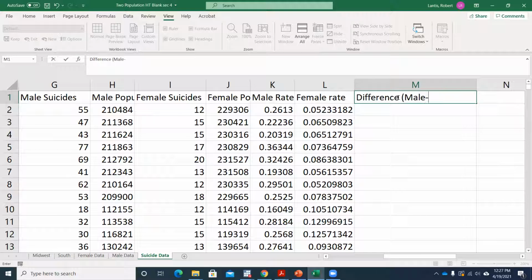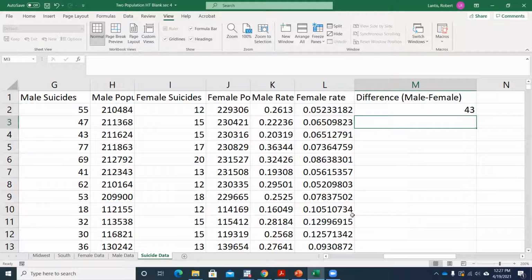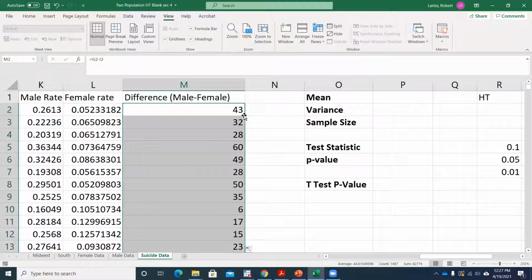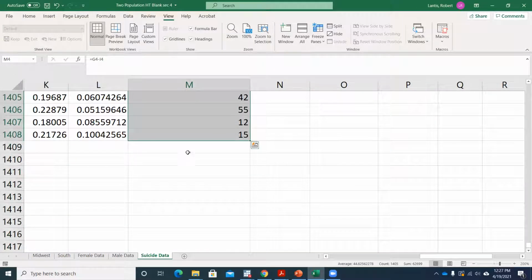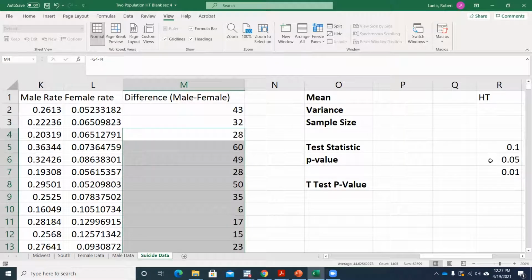I think I had this set up as male minus female. So all I'm going to do is go over here and take the male suicides in that county, subtract the female suicides in that county. Nice, easy way to then create the rest of this difference variable. You could hold this and drag it all the way down, or once you get this big bolded plus sign, if you double left click, it should take it all the way down to the very bottom of the data sheet. So you now have this difference variable calculated.